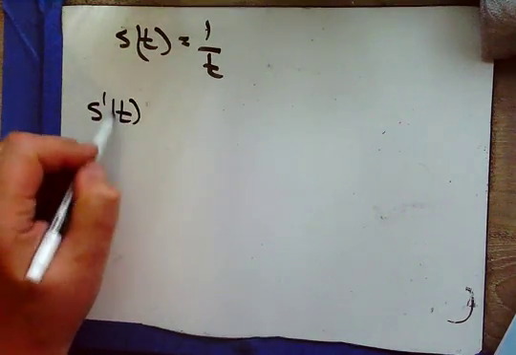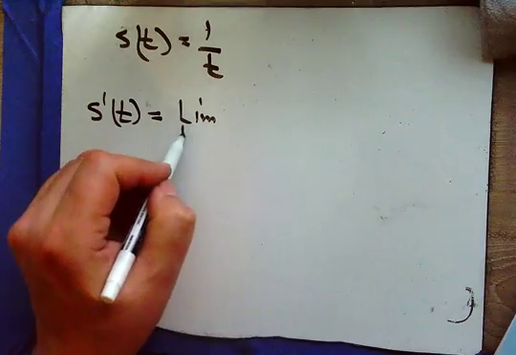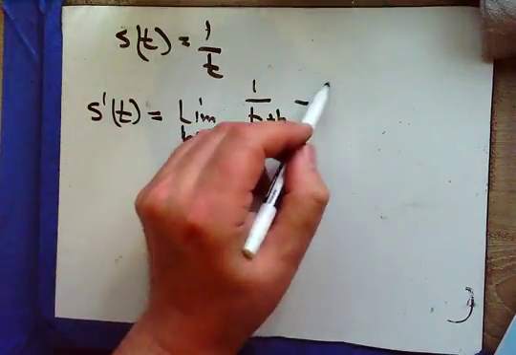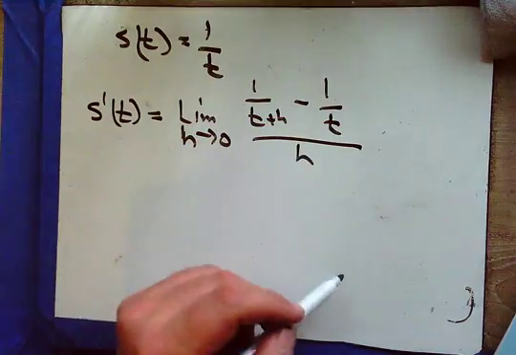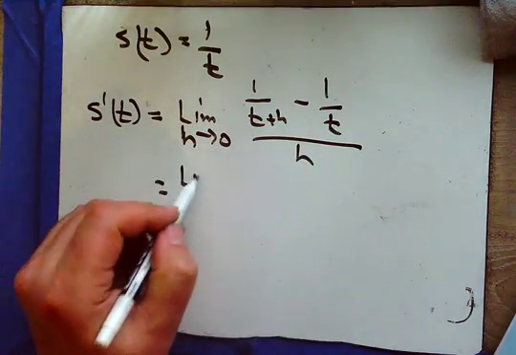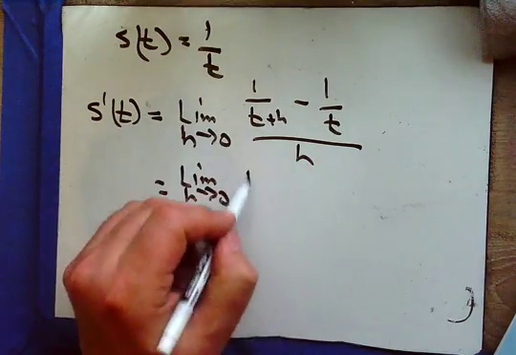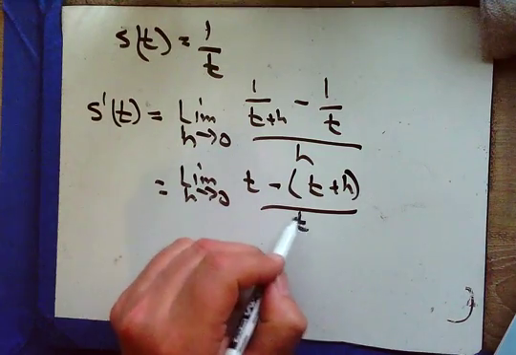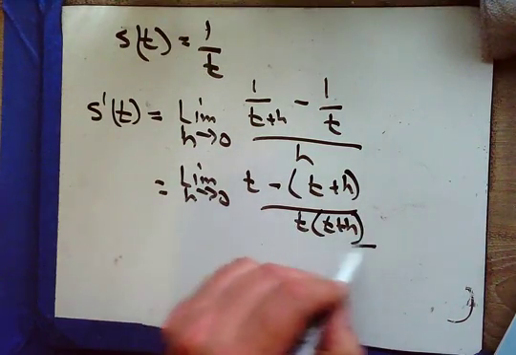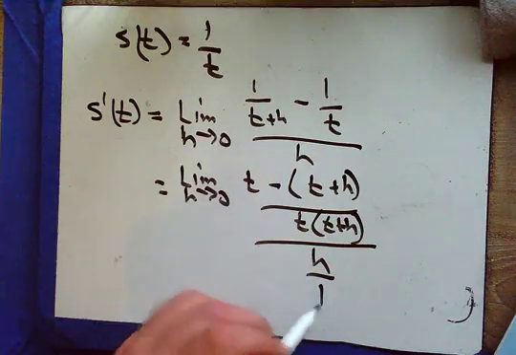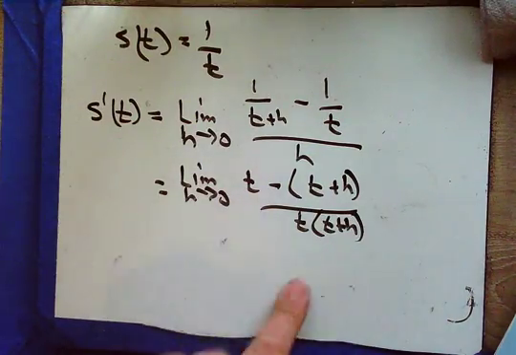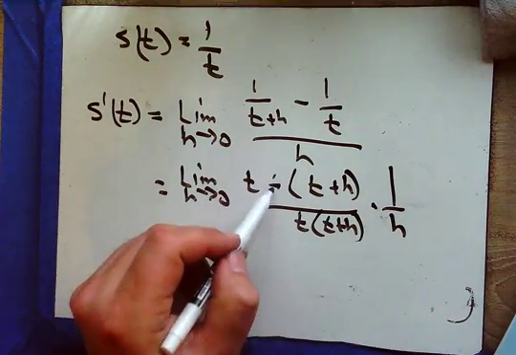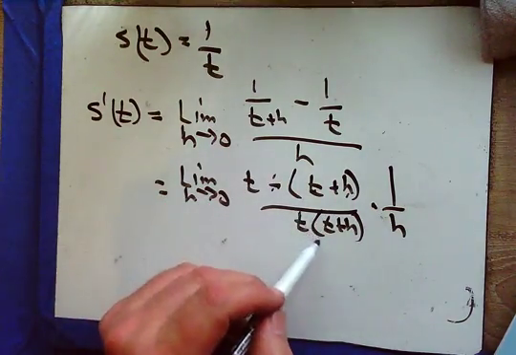s prime of t is going to be the limit as h heads to 0 of 1 over t plus h minus 1 over t, all over h. So then when I make that common denominator on the top, t minus (t plus h) over t times (t plus h), over h over 1, I can do the flip and multiply there. Now what? Oh, see that minus? It has to be distributed to both of these.